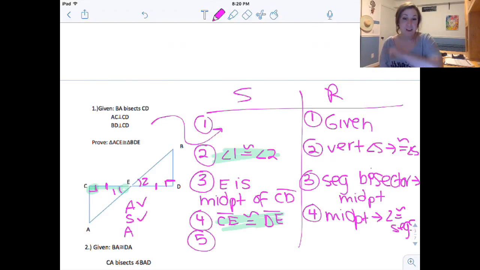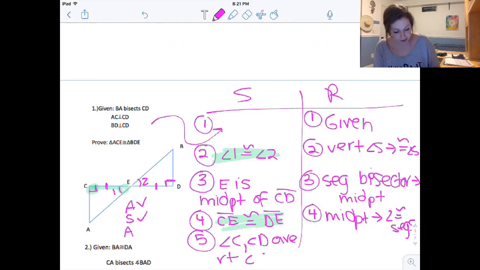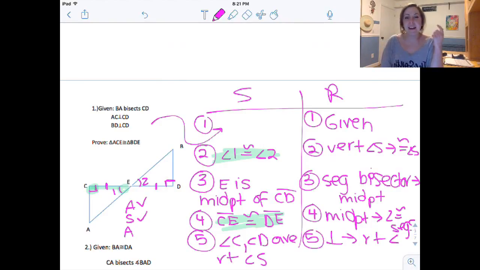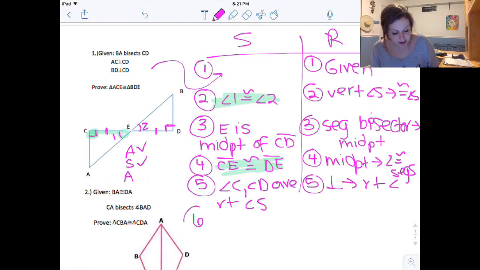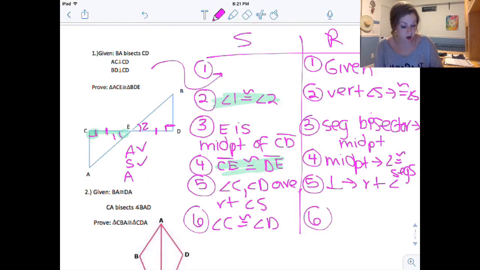Perp should make you think right angle. So I'm going to say angle C and angle D are right angles. And the reason is because perpendicular implies right angle. And then if they're both right angles, doesn't that mean they have to be congruent? So then I would say here, that means angle C is congruent to angle D because right angles are congruent. So that is my third and final congruent statement.